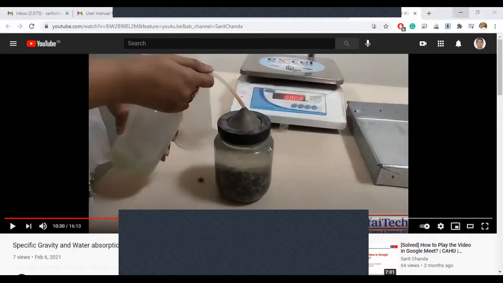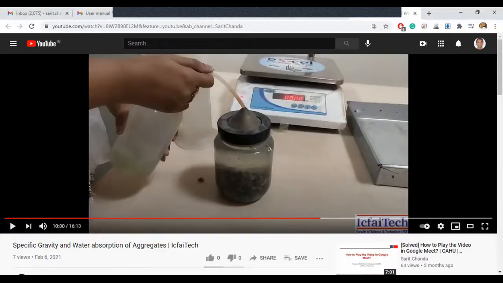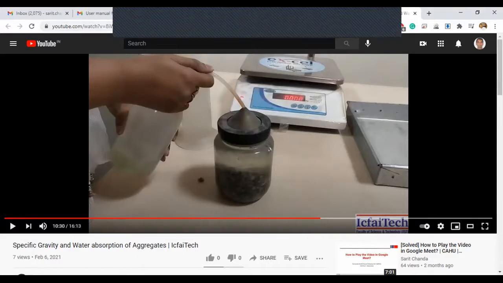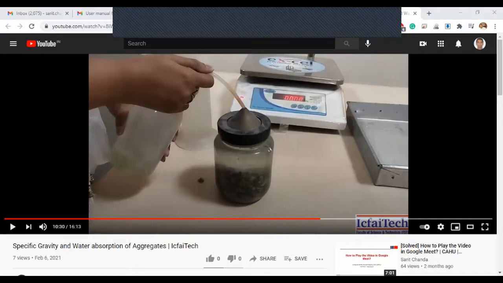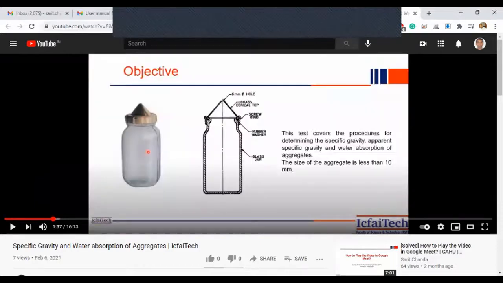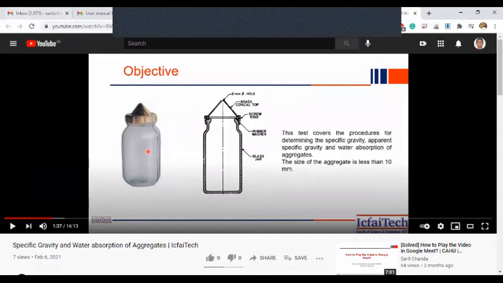Since whatever concrete we are designing gives you some strength, it imparts strength. All your structural strength is based on the quality of concrete you are using. So in order to get good quality concrete, you need to use good quality material. This specific gravity will give you a rough estimation of the strength of that particular material, how strong it is. The higher the specific gravity, the more will be its strength.